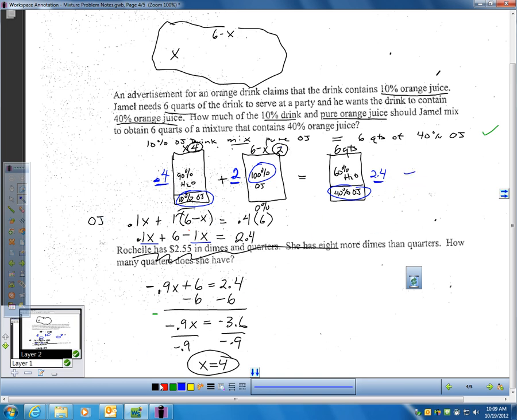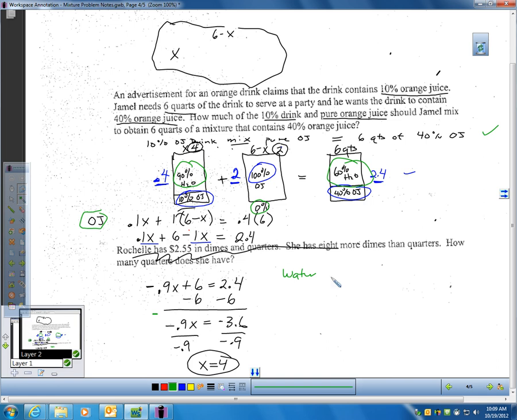Now, remember I said there's two ways to do it. I'll do the second way in green. You could have written a water equation instead of an orange juice equation. Let me do a water equation, and you'll notice we get the same response. You have to use the water percentages then. I'm circling them in green.